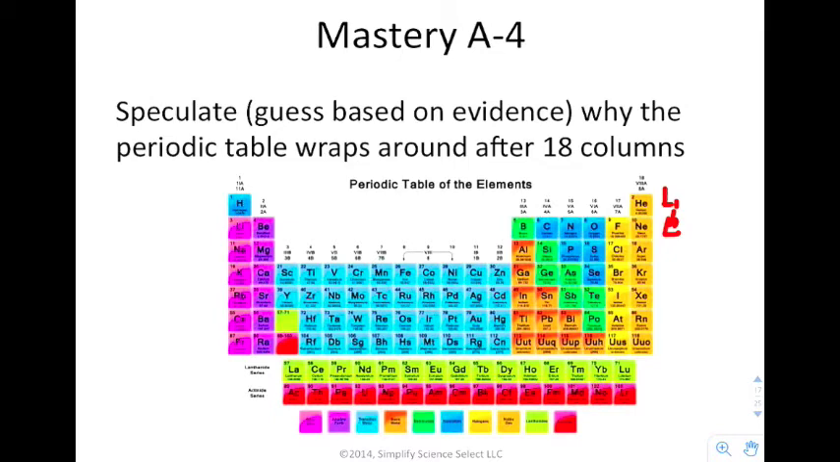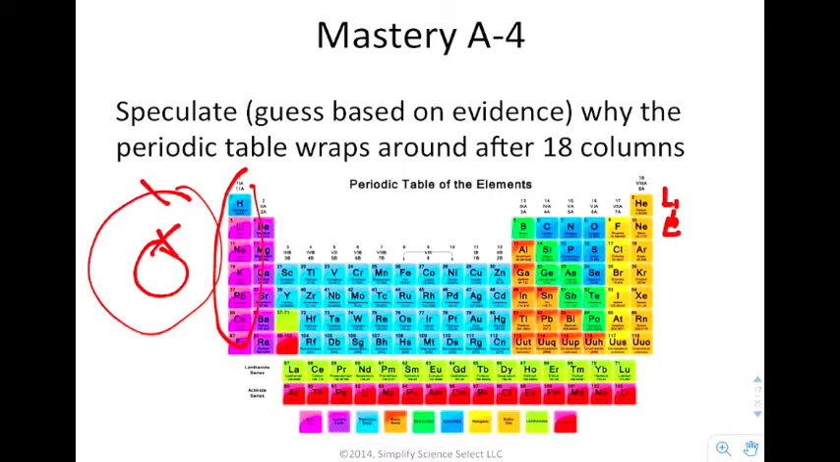We'll learn a little bit later that it also tells us where the valence electrons are. So everything in the first column has one valence electron. Everything in the second column has two valence electrons. And so on and so on and so on.